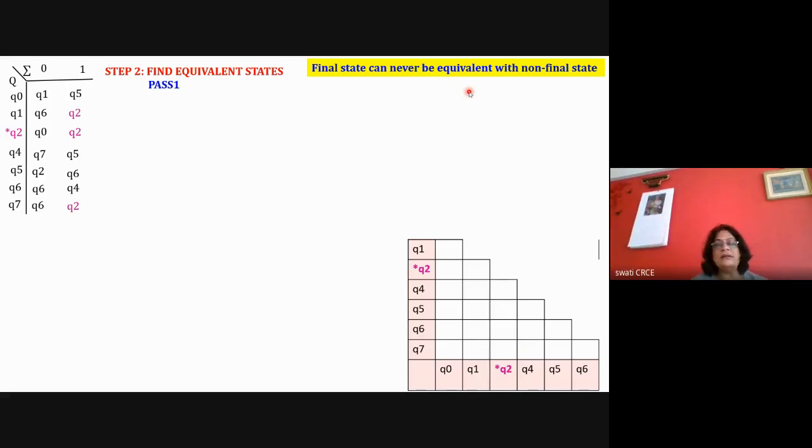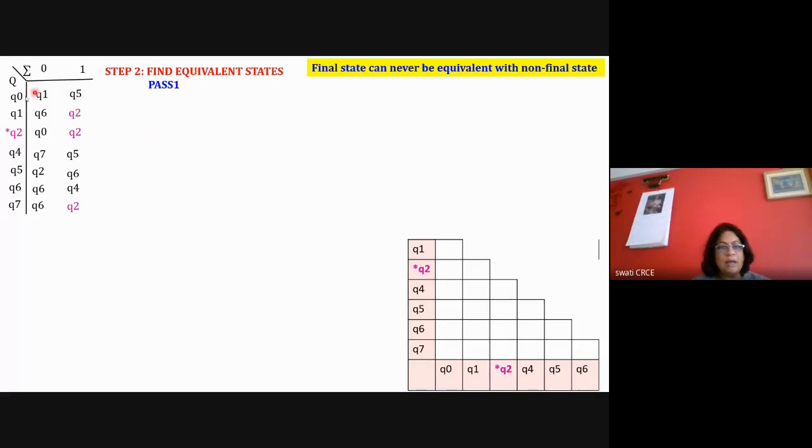Our thumb rule is that a final state can never be equivalent with a non-final state. So we have two different divisions. In one part, all the final states are there, and in the other part, all the non-final states are there. So a final state can be equivalent with another final state, and a non-final state can be equivalent with another non-final state. That is the first rule. On the basis of this rule, we will solve the problem.